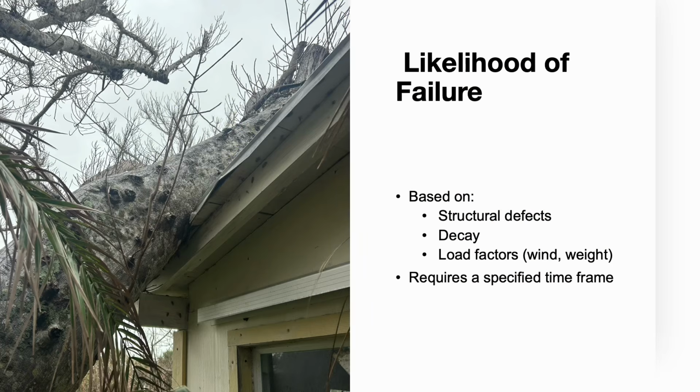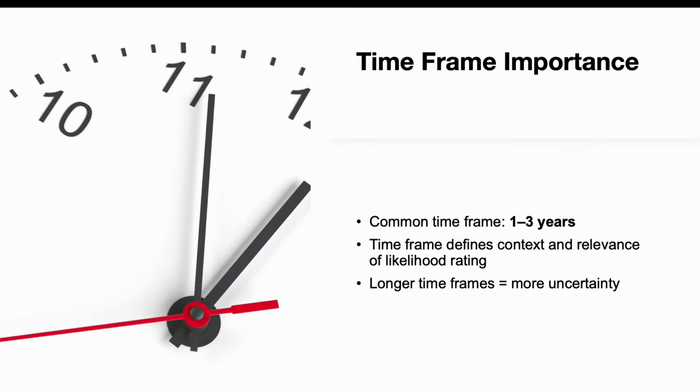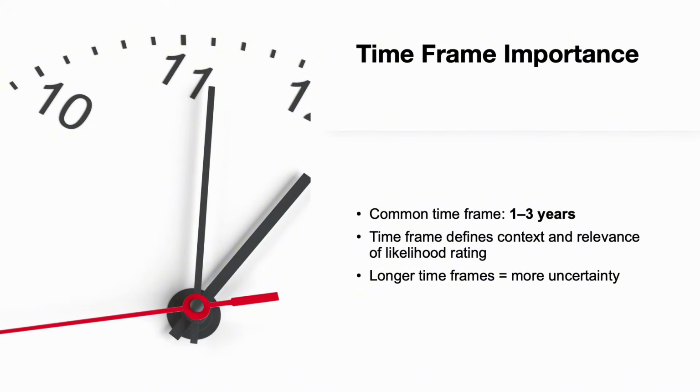Now let's talk about the other half of the equation, likelihood of failure. This is based on visible defects, structural issues, and loads like wind. The bigger the defects and the more exposure to forces, the more likely a failure becomes. We also have to define a time frame, usually 1 to 3 years. This gives context to the likelihood rating. Predicting tree failure over longer time frames becomes too uncertain.